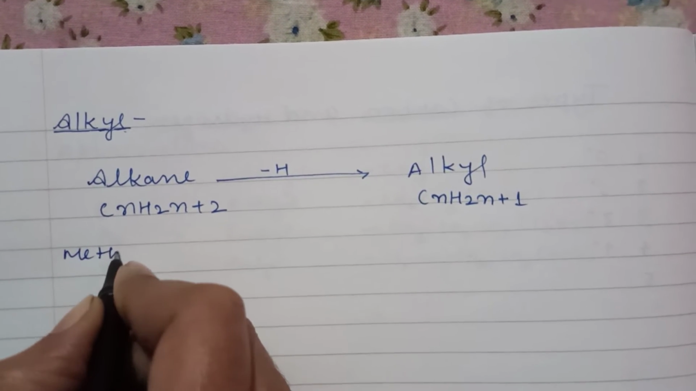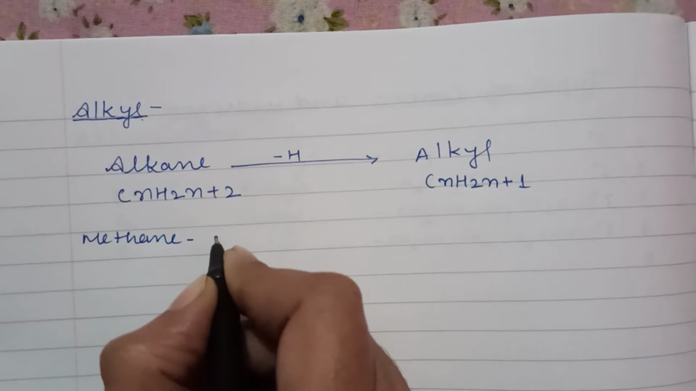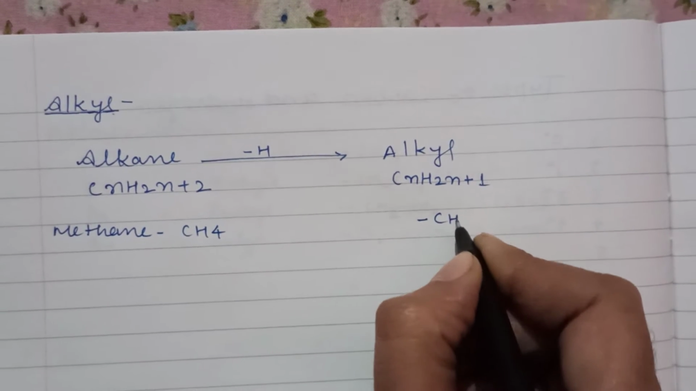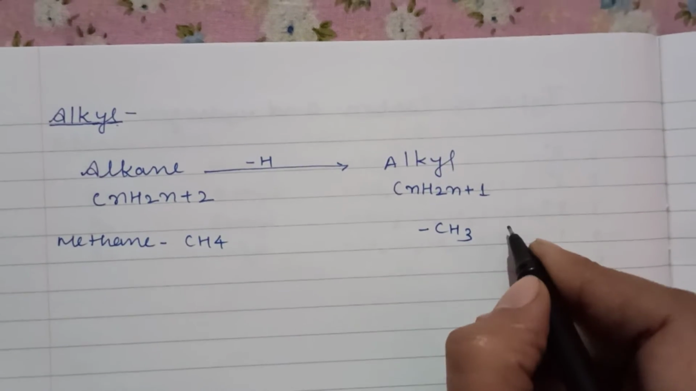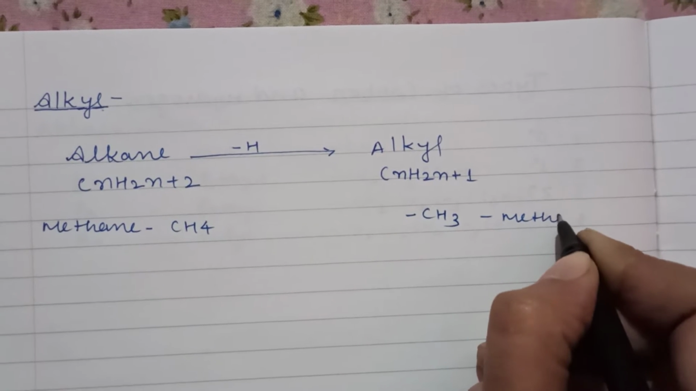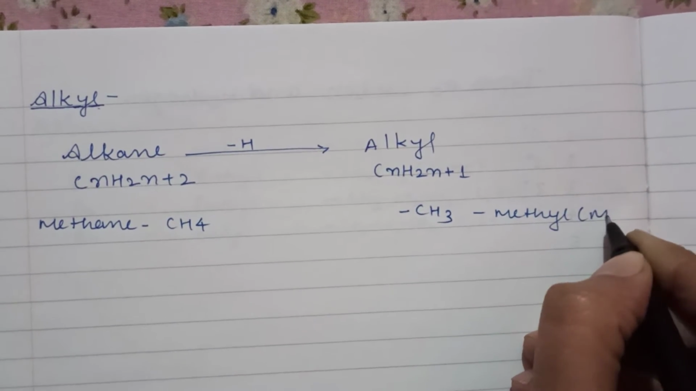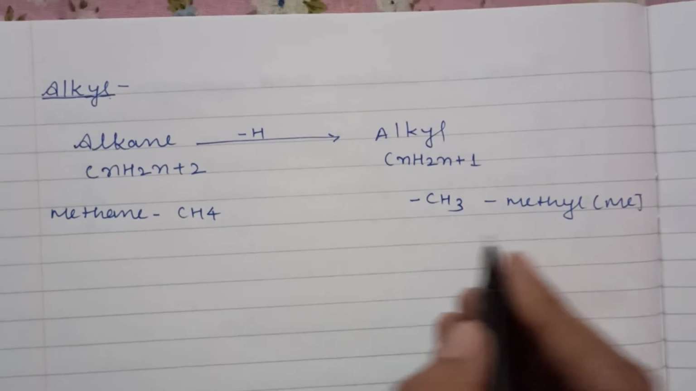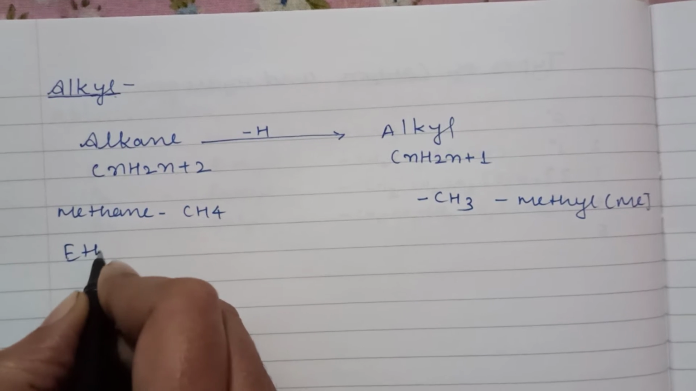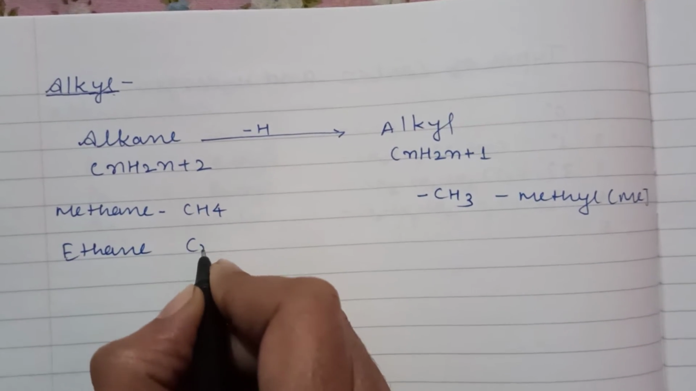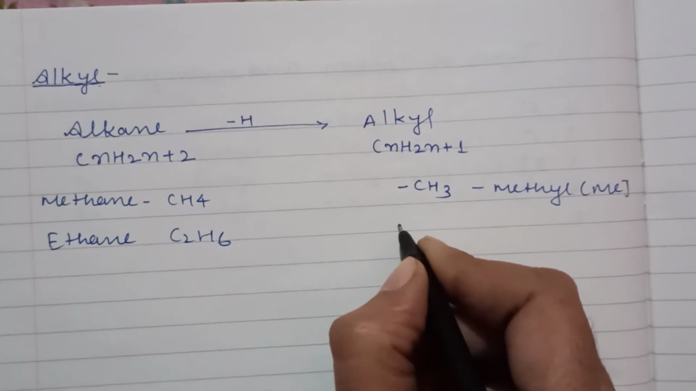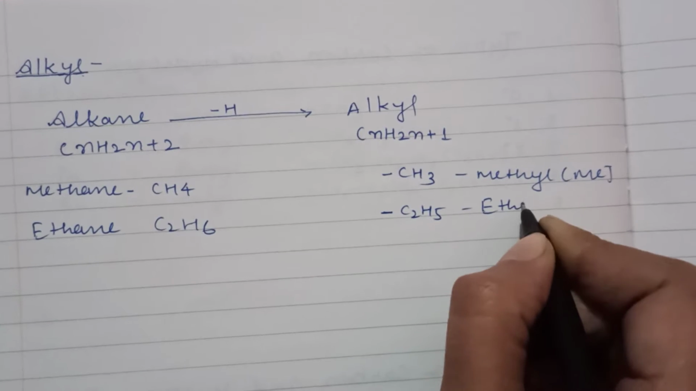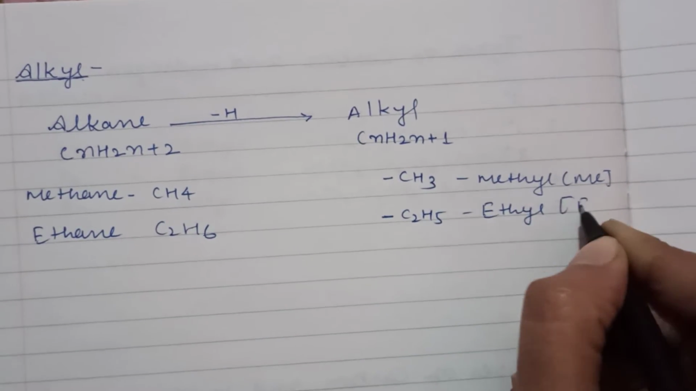For one carbon atom we write methane, formula CH4. So here the formula will be CH3, and the name will be methyl. In abbreviated short form it is sometimes written as Me. Ethane, C2H6: remove one hydrogen atom, C2H5, it is called ethyl, and the abbreviation used is Et.